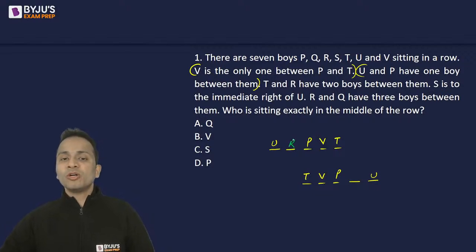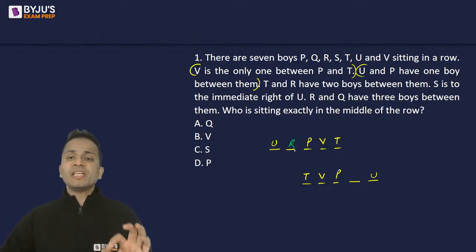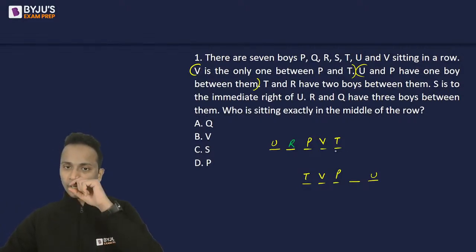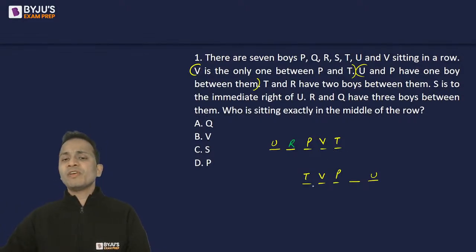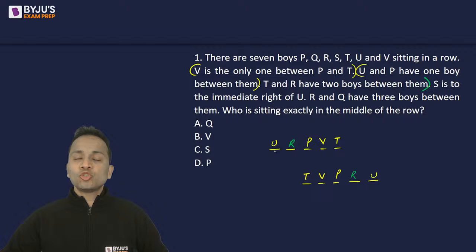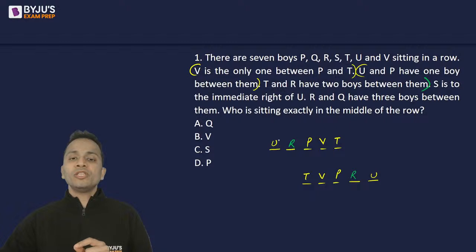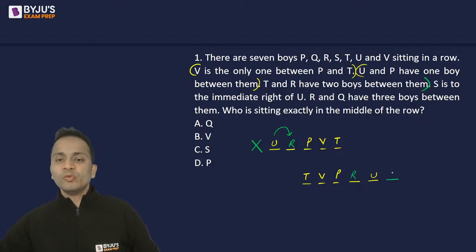R has to be on the left of T, such that between R and T there are two boys. Similarly, the same thing will happen in the second case. R will come and sit at this chair. So T and R have two boys between them. Now, S is to the immediate right of U. In the first case, there is no vacant chair on the immediate right of U. So I can eliminate the first case and continue with the second case.